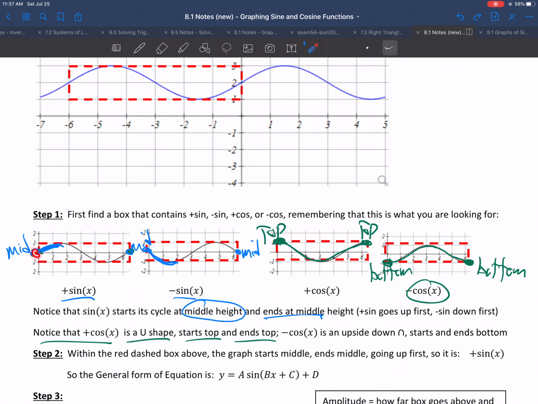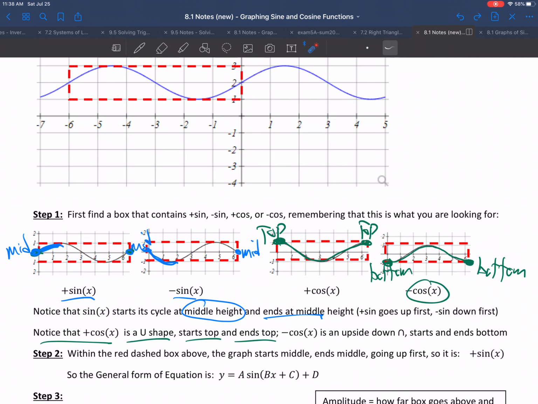Well, look at sine. Sine starts in the middle, goes up, goes down, back to the middle. Same thing here, goes down first for a negative sine. Whereas cosine's a U-shape, U up or U down for positive or negative cosine. Do you see the difference? Cosine does not start or end in the middle. He starts high, finishes high, is a U for positive, and he starts low, at the bottom of the box, and ends low for a negative cosine. He's a U turned upside down.